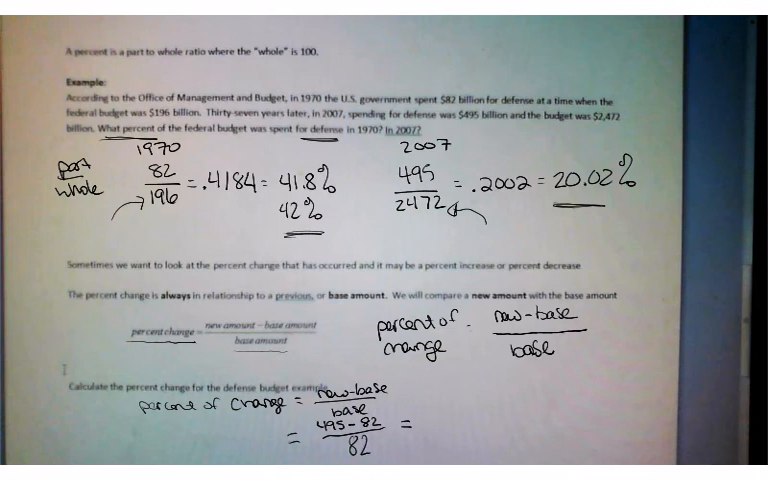Now when I take 495 minus 82, I get 413 all over 82. It wants a percent of change. So first I'll go to the decimal form. Now this is not a percent, this is strictly decimal form. If I want the percent form, I have to move that decimal point 2 places to the right and tack on the percent sign. So there was actually a 503% change in the spending on defense from 1970 to 2007.